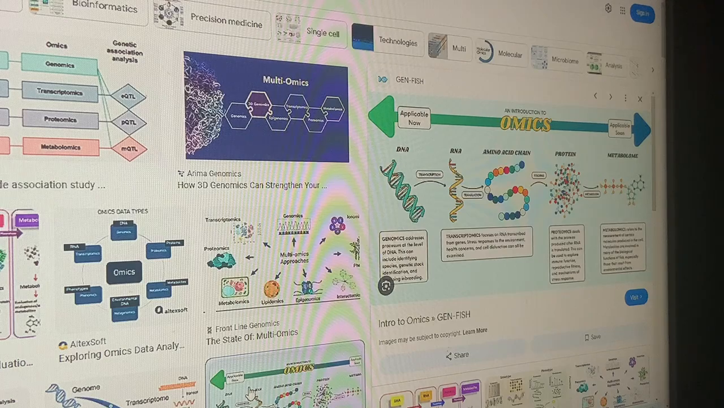Omics. DNA, RNA, amino acid chain, protein, metabolome. Remember, metabolomics sounds like Manolo Blahniks. And genomics addresses processes at the level of DNA. This can include identifying species, genetic stock identification, and inbreeding. Transcriptomics focuses on RNA transcribed from genes; stress responses to the environment, health concerns, and cell dysfunction can all be examined. RNA and amino chains, transcriptomics.